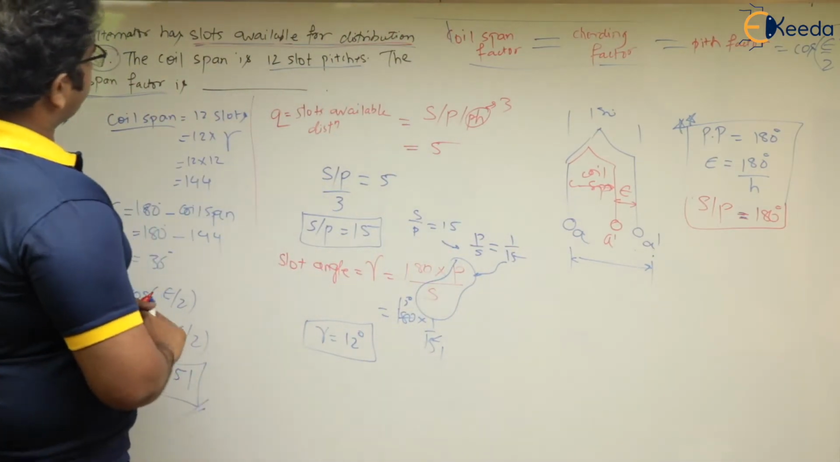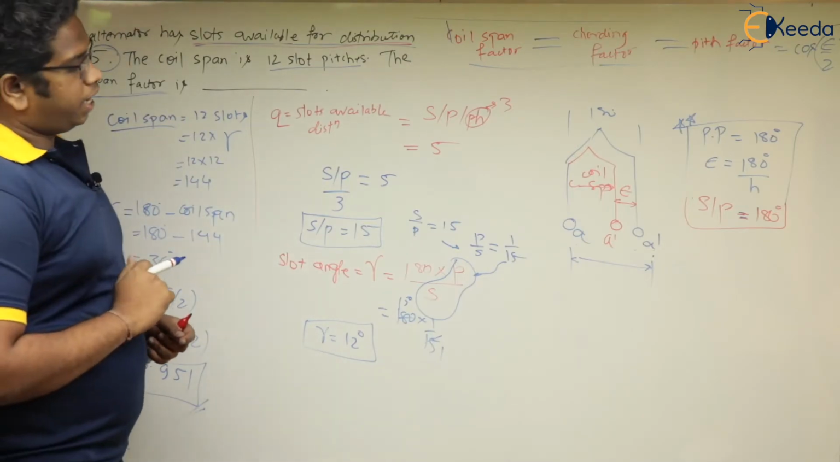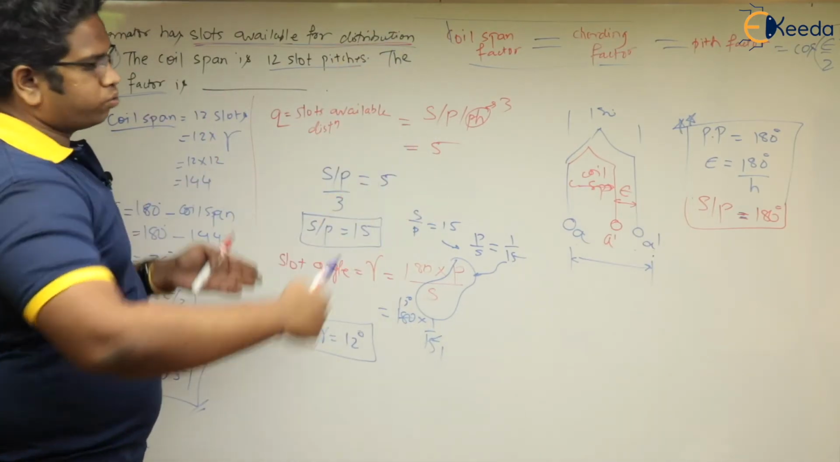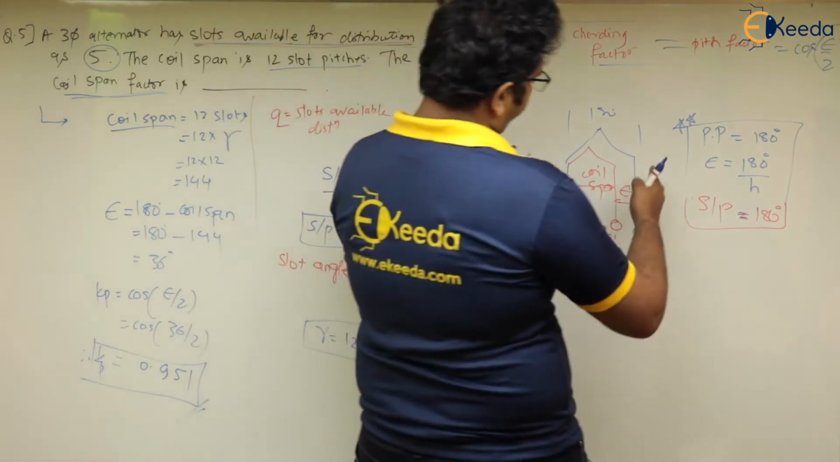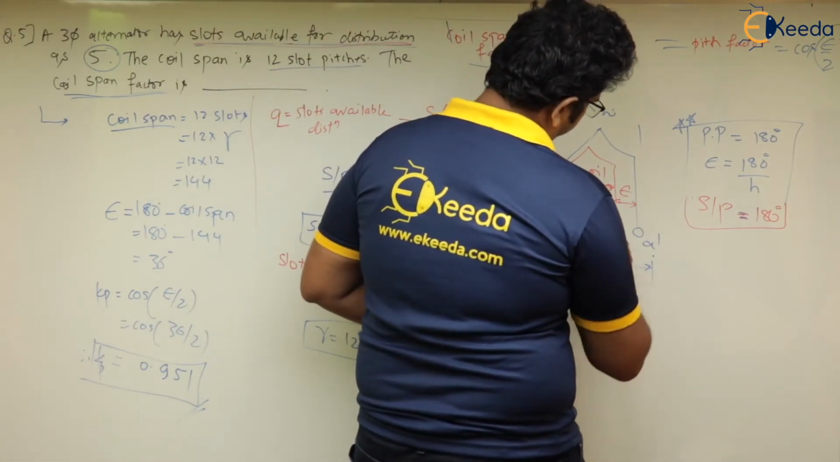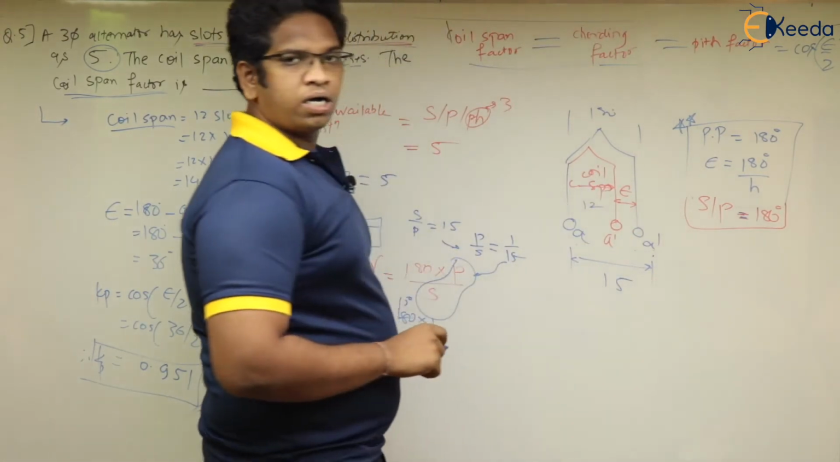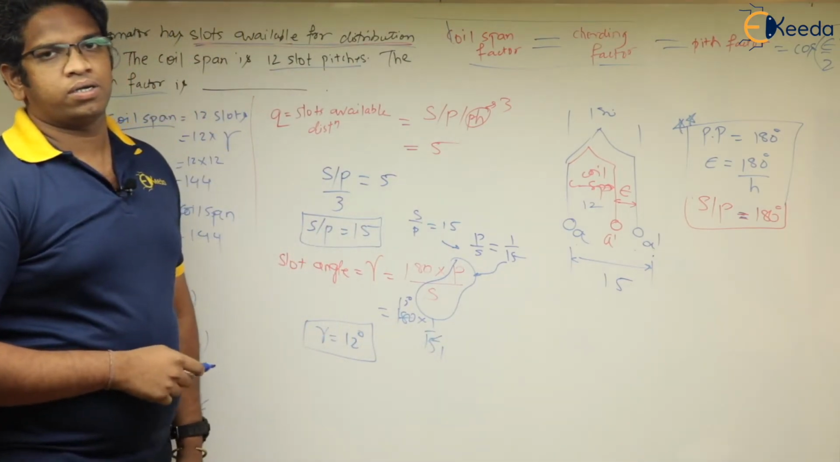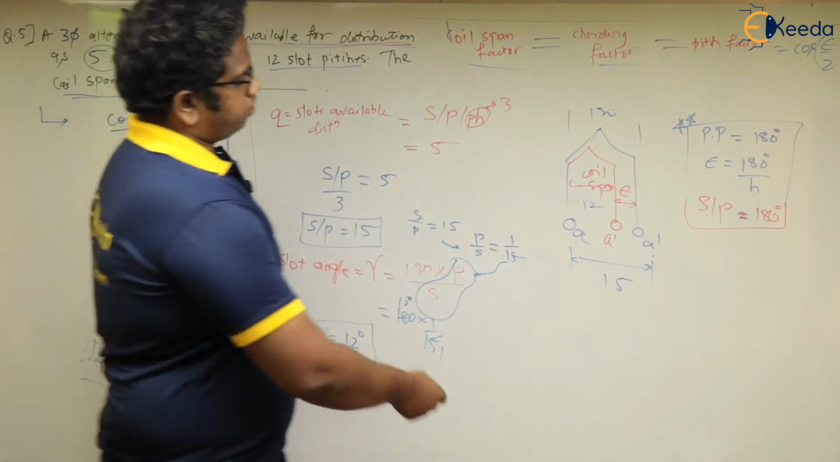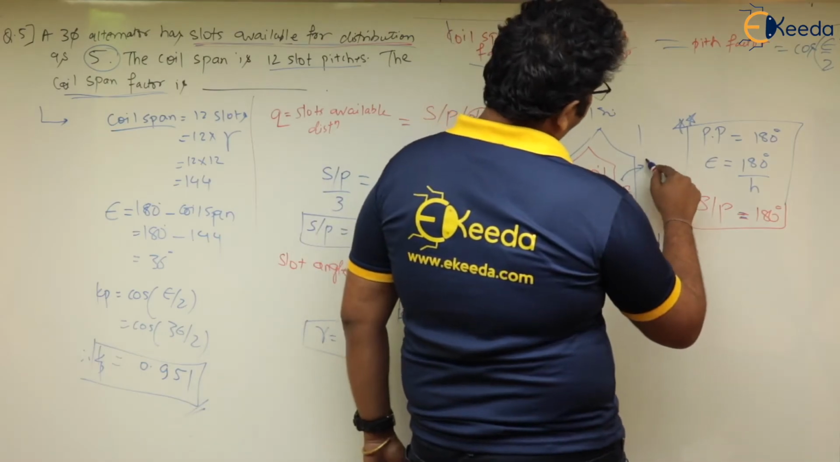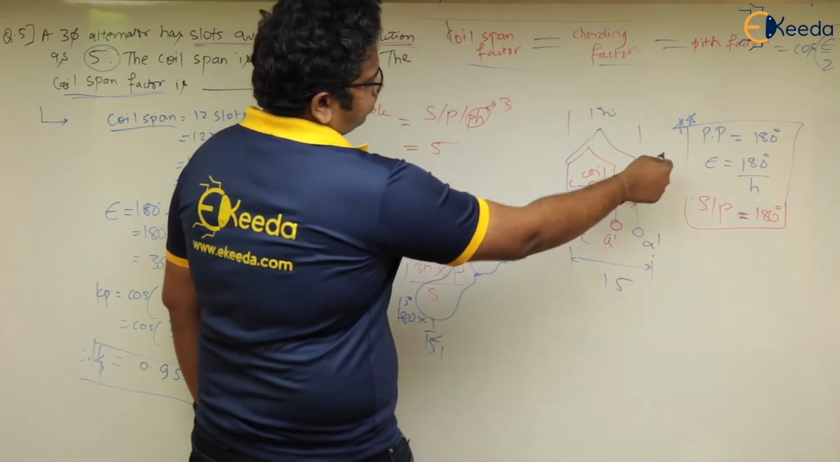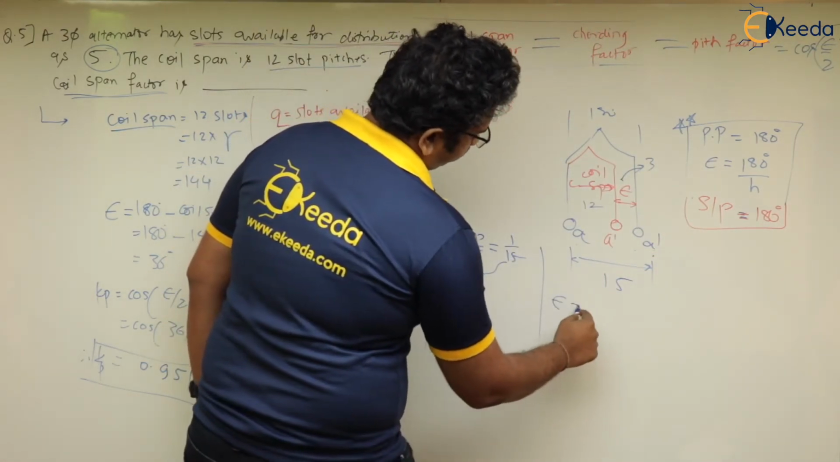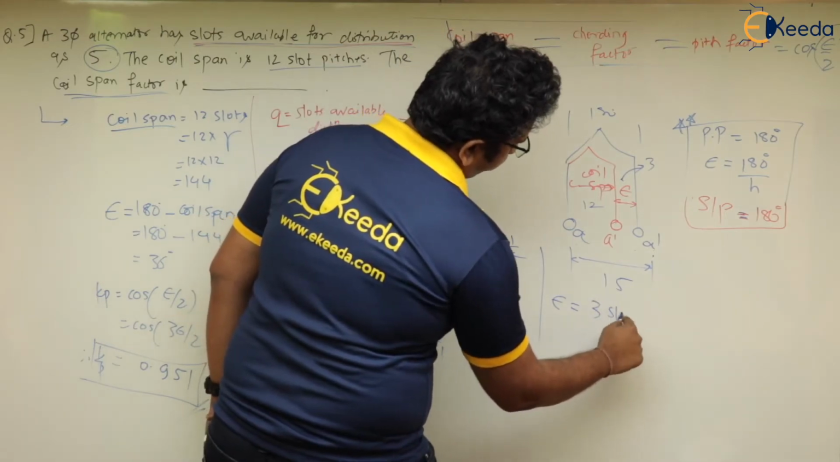They are saying that the coil span is 12 slots and the total slot pitch is how much? 15. Total is 15, 12 is gone here. How much is left? Left is 3. So you can also think of this as 3 slots. If you think of this as 3 slots, then you can also have epsilon equal to 3 slots.